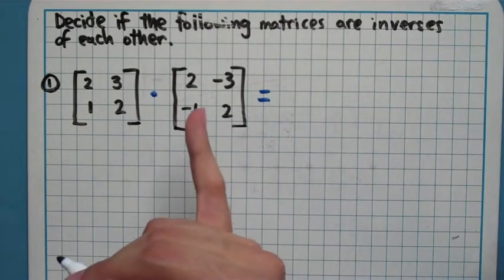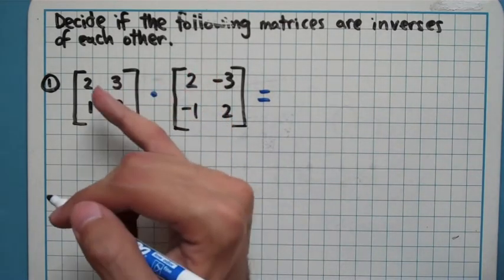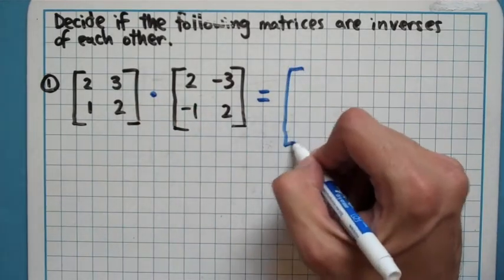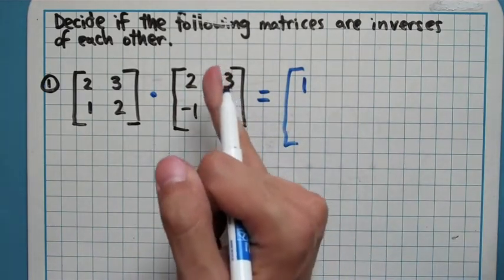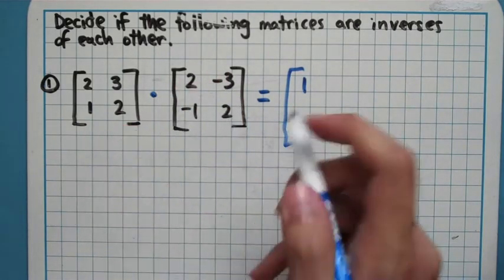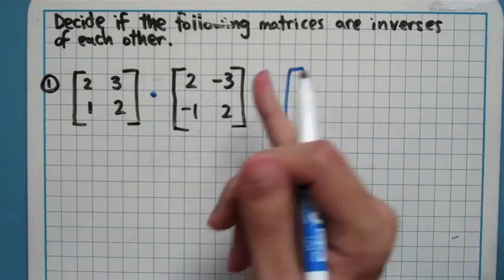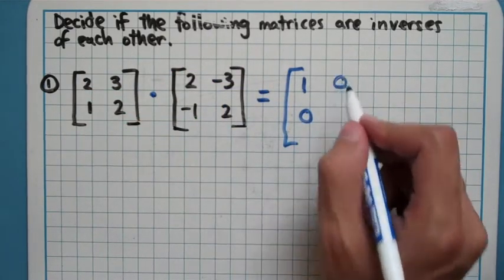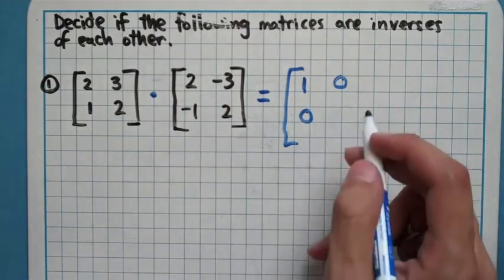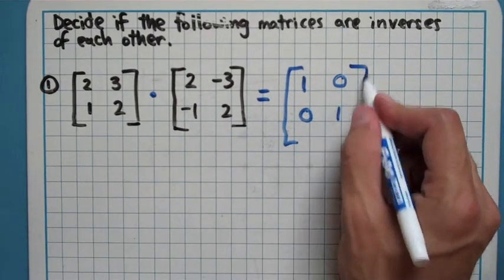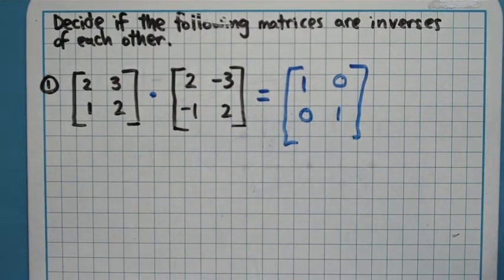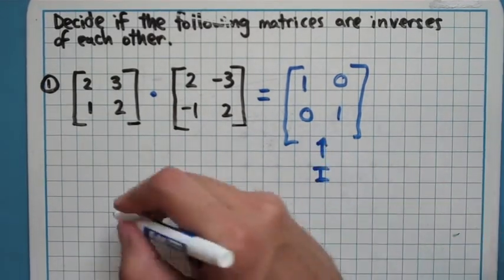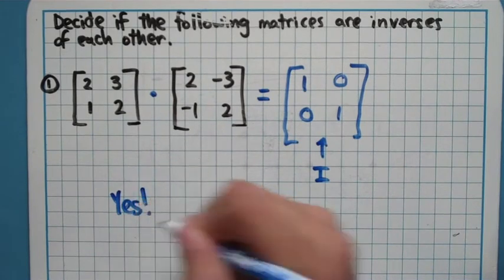matrix. And if you do your karate chop here, for the first one I have 2 times 2 is 4, 3 times negative 1 is negative 3, 4 minus 3 is a 1 there. If I multiply those I get 2 and then negative 2, those cancel. If I multiply those I get negative 6 and positive 6, they cancel. And if I do my last chop here, negative 3 and 4 is a 1. So I multiplied those two matrices together, and I got the identity. This is I. That means that yes, the matrices are inverses.